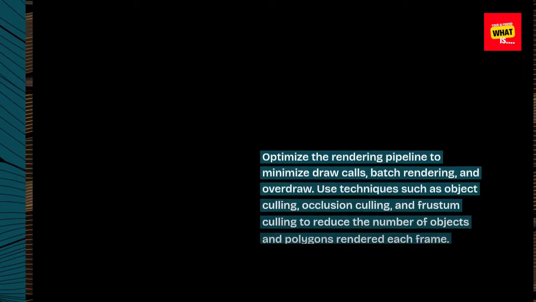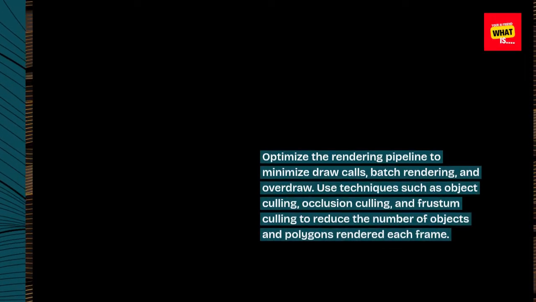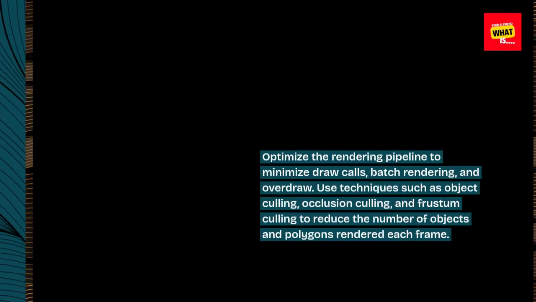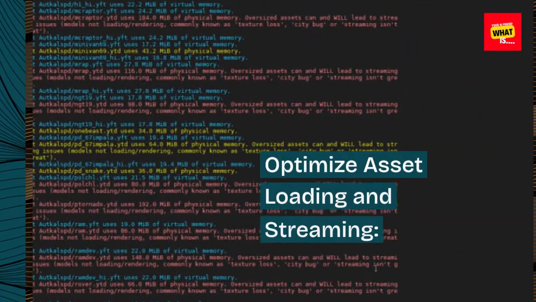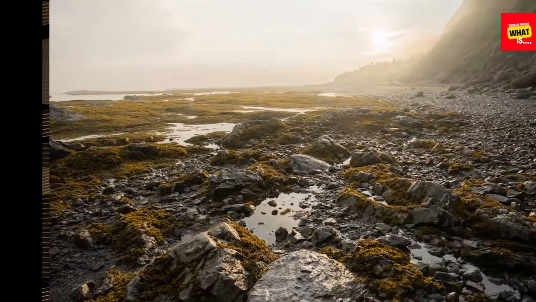Optimize rendering pipeline. Optimize the rendering pipeline to minimize draw calls, batch rendering, and overdraw. Use techniques such as object culling, occlusion culling, and frustum culling to reduce the number of objects and polygons rendered each frame.